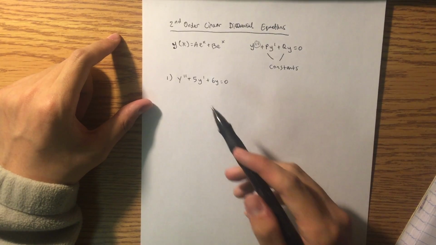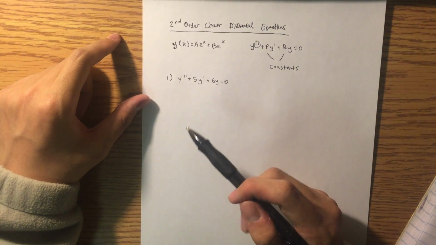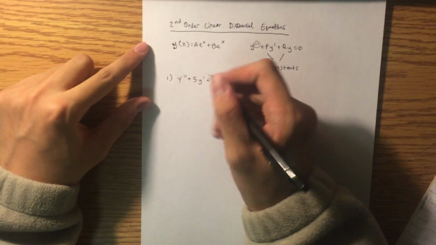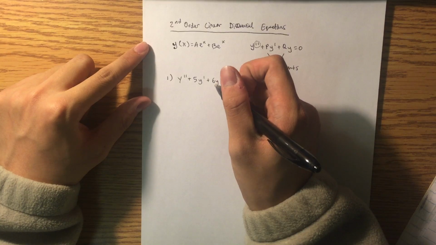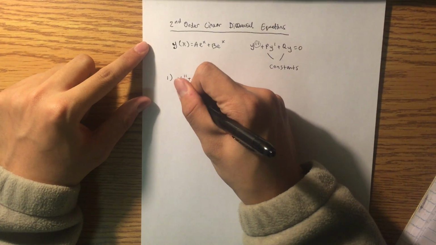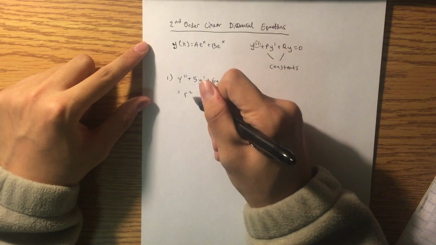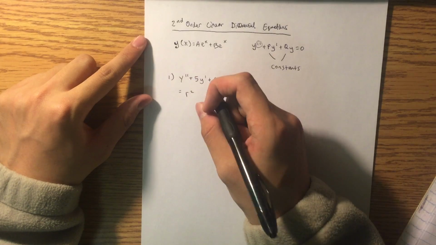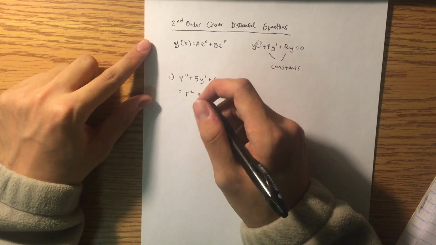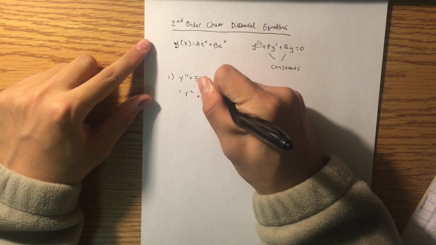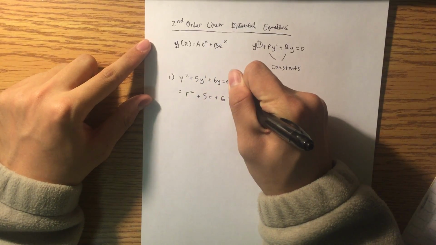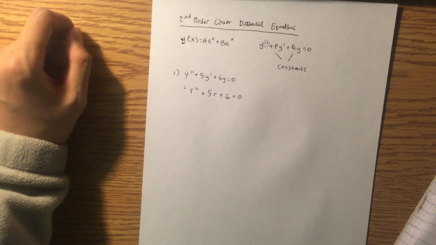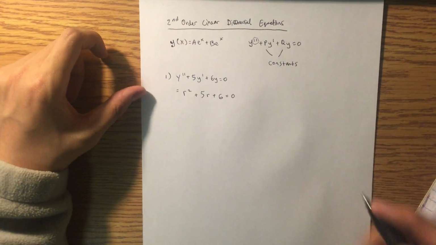Right, where 5 and 6 are your constants. And so the first step is to actually change these y's into r's just to make them more clear. And so this would become this. The derivatives would also become just numbers, and it'll just look like a regular quadratic equation, and it'll look something like this. Now you would just do it as you would for any quadratic equation.